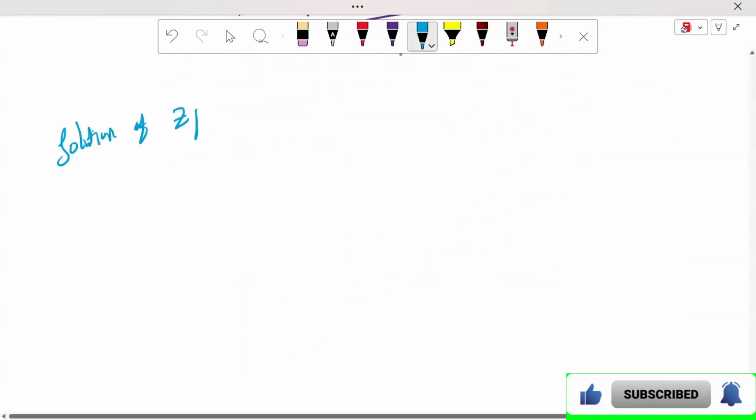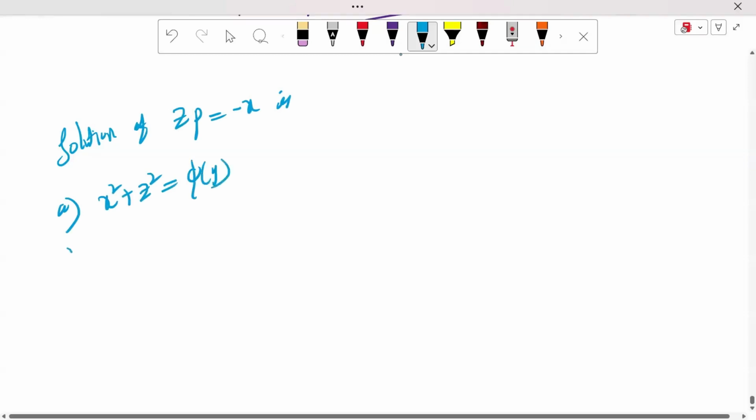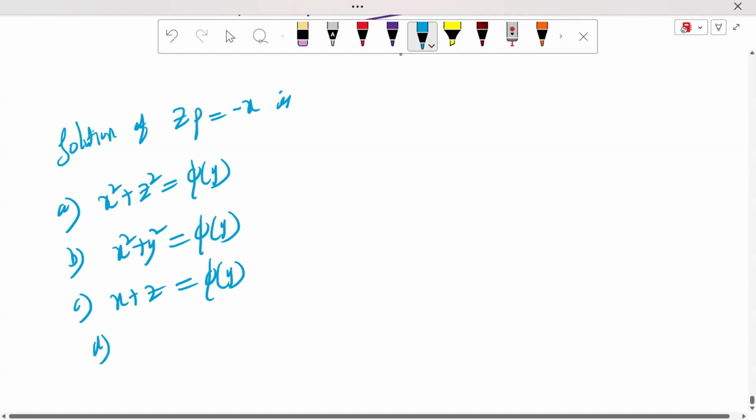The solution of zp is equal to minus x is, sir: Option A, x square plus z square is equal to phi of y. Option B, x square plus y square is equal to phi of y. Option C, x plus z is equal to phi of y. Option D, x minus z is equal to phi of y, where phi is an arbitrary function. JL, DL, PG entrance previous examination question, sir.